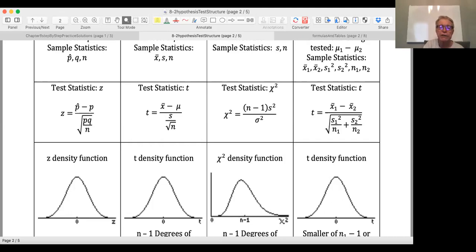So I'm going to end this here, and the next video is going to show how to determine what the parameter is that's being tested, which formula to use, and how we find the value of the formula.